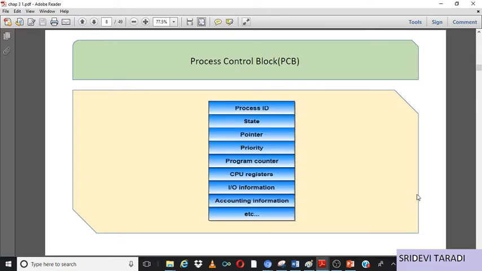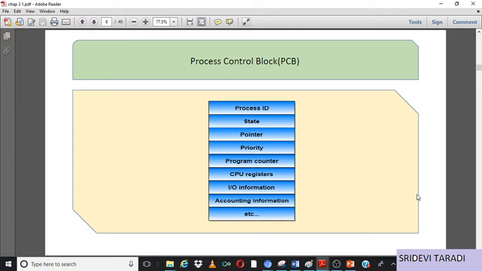Looking at the structure of the PCB, first is the process ID. This is used to identify a particular process. Then the state is the information about which state the process is currently in. Pointer points to the resources which are required. Priority is set for each process based upon different algorithms. That information is held in the priority section of the PCB.